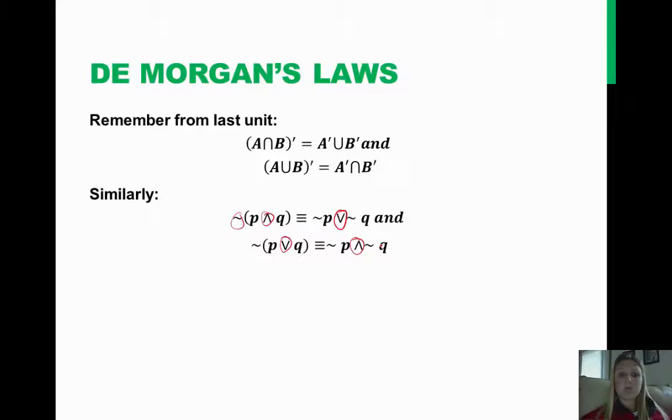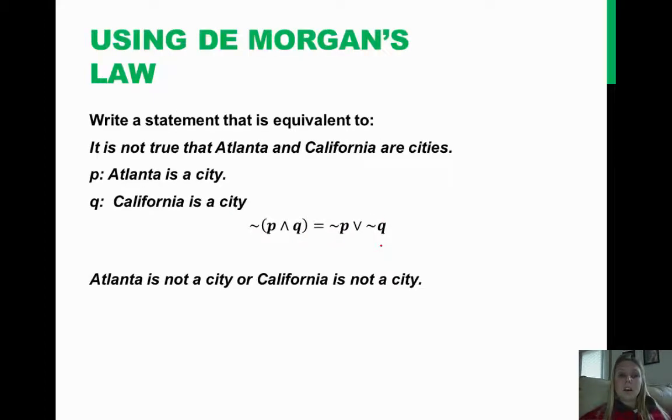Let's put it into use. Using DeMorgan's law, we're going to write a statement that is equivalent to, it is not true that Atlanta and California are cities. So first of all, we need to write our symbolic forms of the statement. Atlanta as a city is going to be P, and California as a city is Q. So we want to negate P and Q. Remember, we're going to flip the sign like we have here, and we're going to negate both. So if that's the case, I'm going to say the negated form of P, which is Atlanta is not a city, or California is not a city.